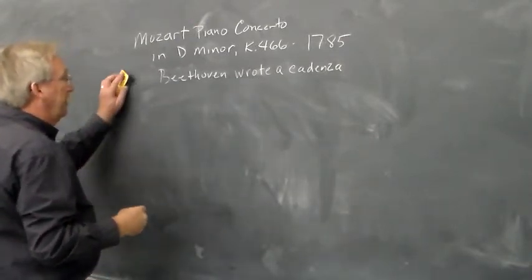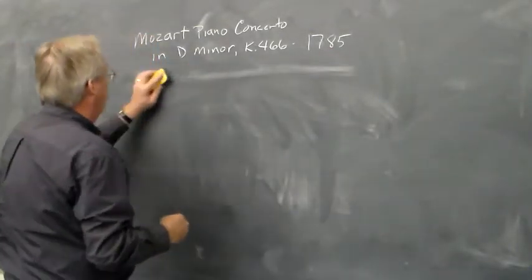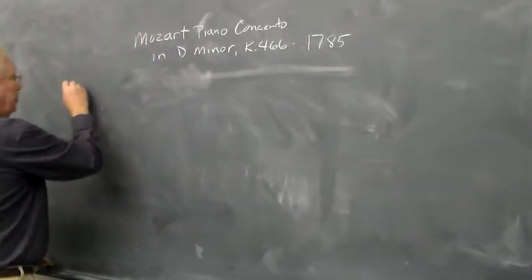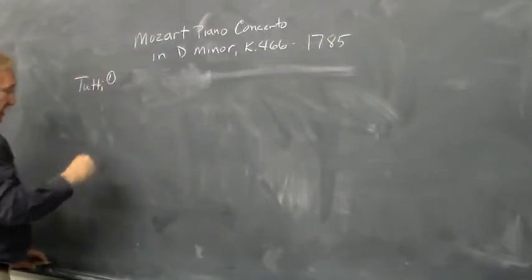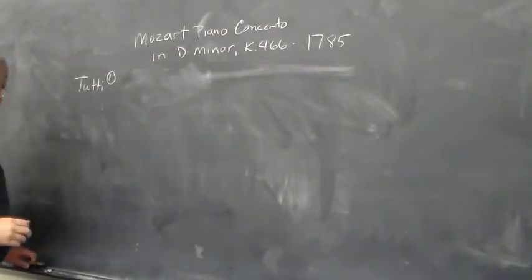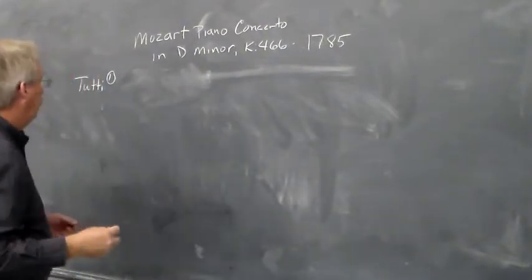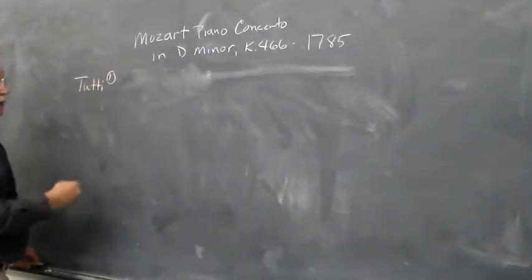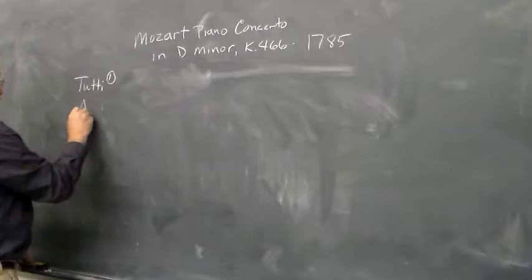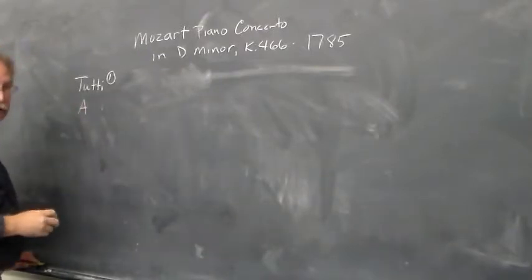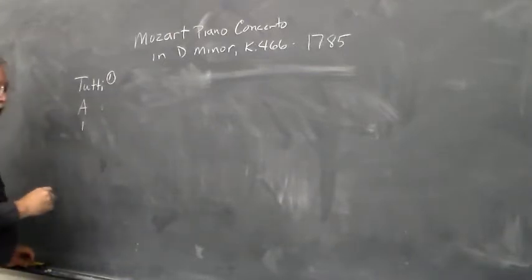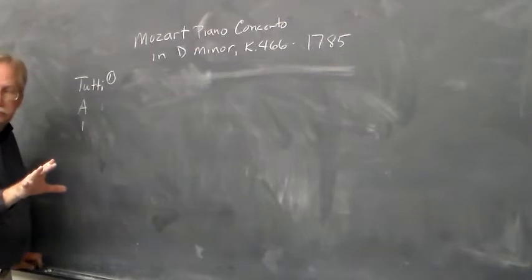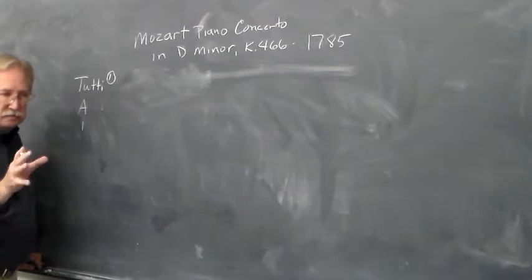All right. Now, the way we're going to diagram this is to indicate the different sections that feature the orchestra, the tutti. And so this opening section of the D minor concerto starts out straight away with the orchestra playing the A theme. And this is a very quiet opening. It has kind of an ominous tone to it.